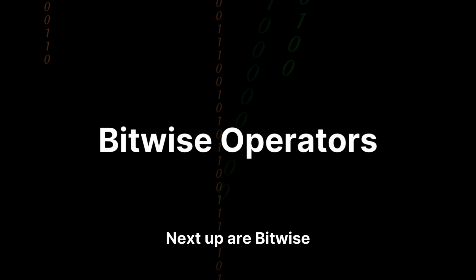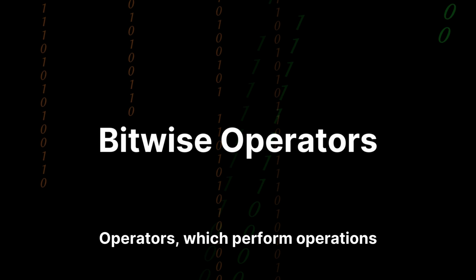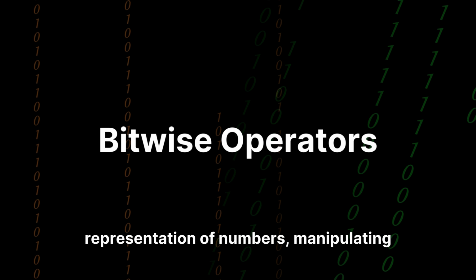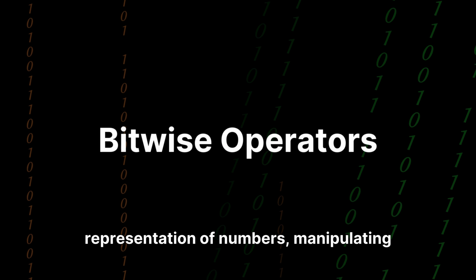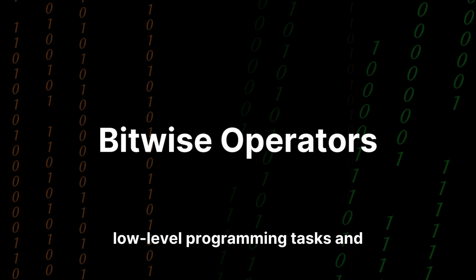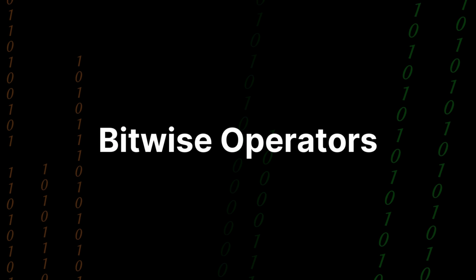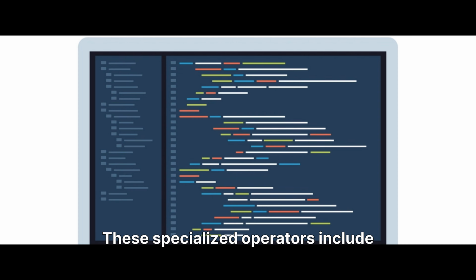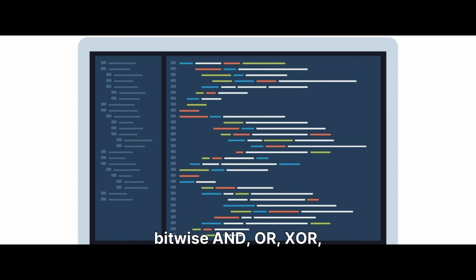Next up are bitwise operators, which perform operations directly on the binary representation of numbers, manipulating individual bits. These are powerful for low-level programming tasks and efficient calculations. These specialized operators include bitwise AND, OR, XOR, NOT, left shift, right shift, and unsigned right shift. Each provides unique control over binary patterns.